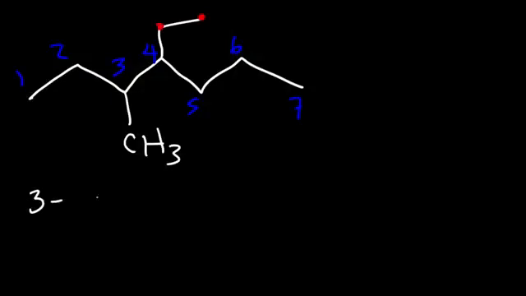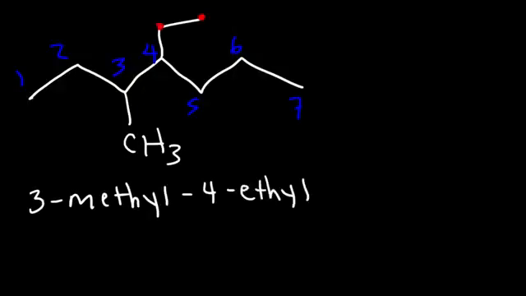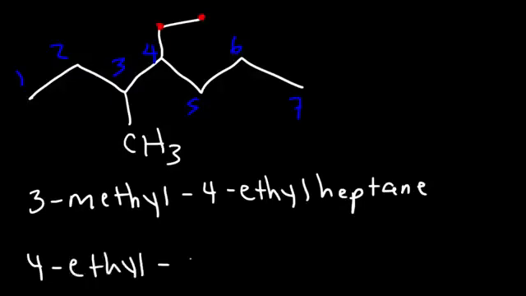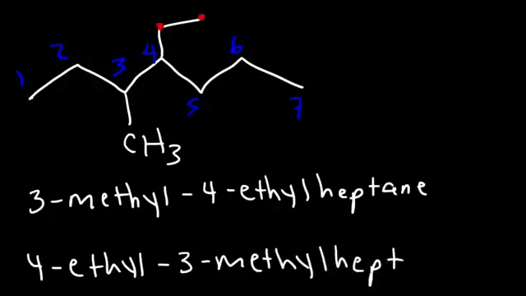Should we name it as 3-methyl dash 4-ethyl, and the parent chain has 7 carbons, so that's heptane? Or should we say 4-ethyl dash 3-methylheptane? So which of these 2 names is correct?